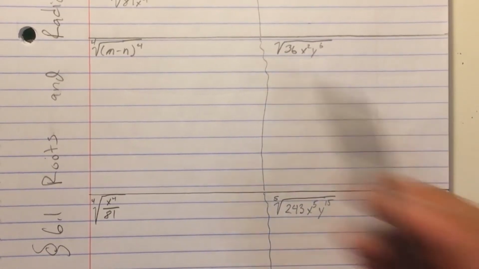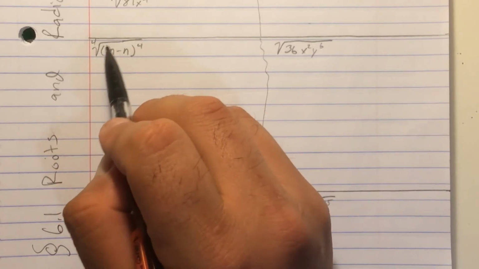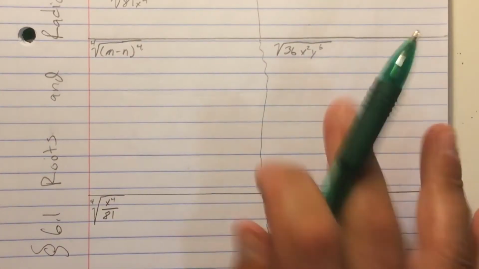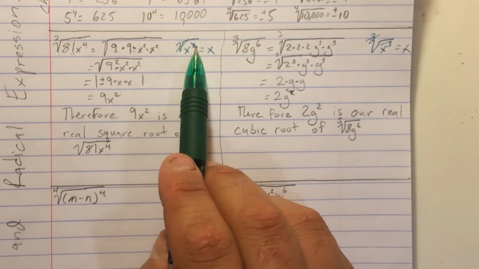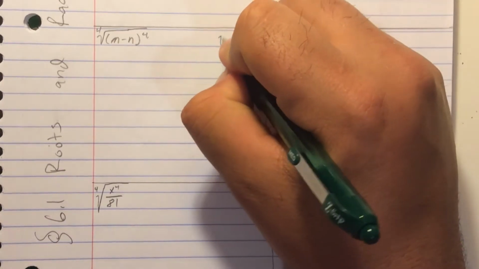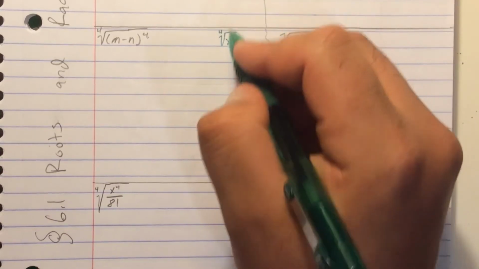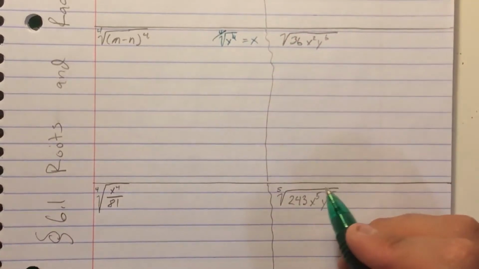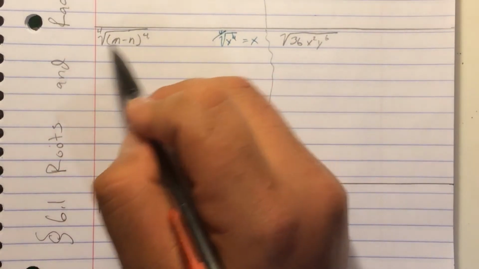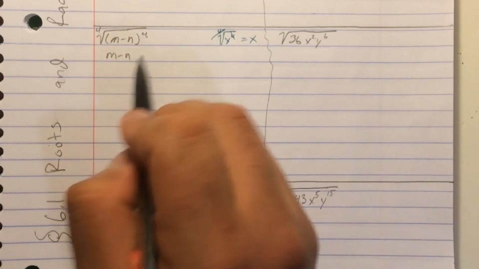So we're going to start off with a quartic root: the fourth root of (m minus n) to the fourth power. Just like the cube root and the square root, if you have a fourth root of x to the fourth power, these also reduce and just give you x. So what's left over is just m minus n.